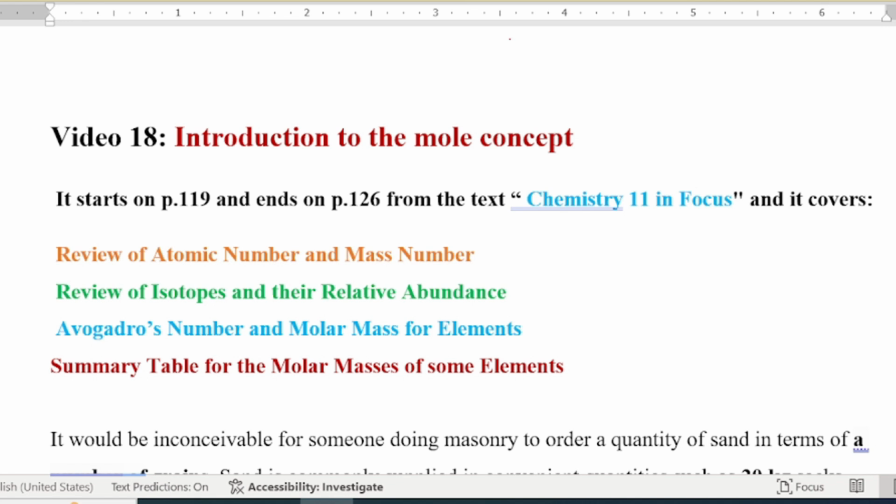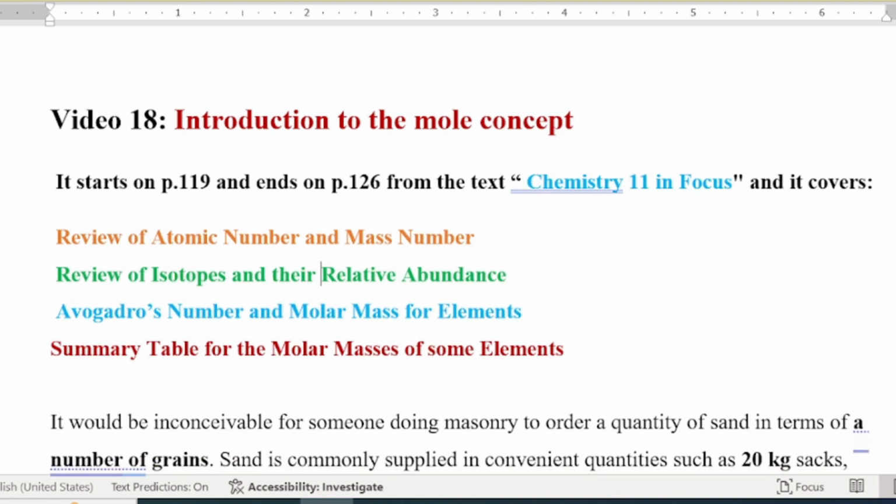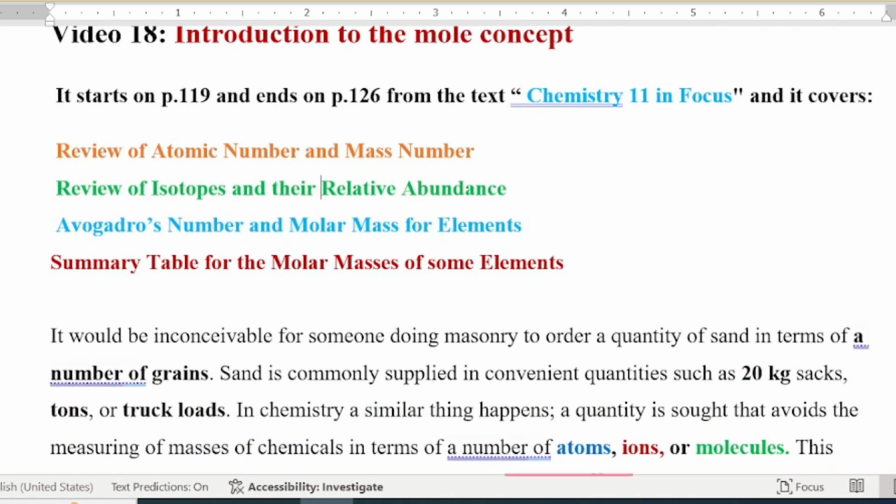Today, we'll be introducing the mole concept, and our lesson begins on page 119 and ends on page 126 from the text Chemistry 11 in Focus. We'll be reviewing atomic number and mass number. We'll also review isotopes and their relative abundance. We'll be talking about Avogadro's number and molar masses for elements, and then we'll provide a summary table for the molar masses of some elements.